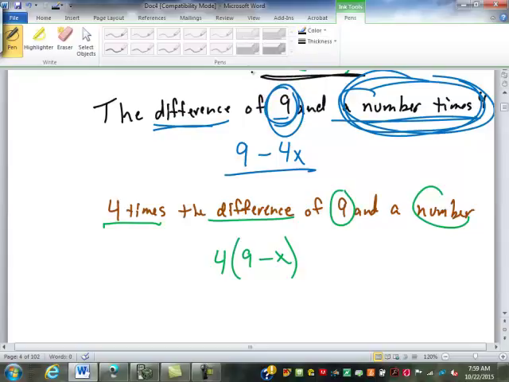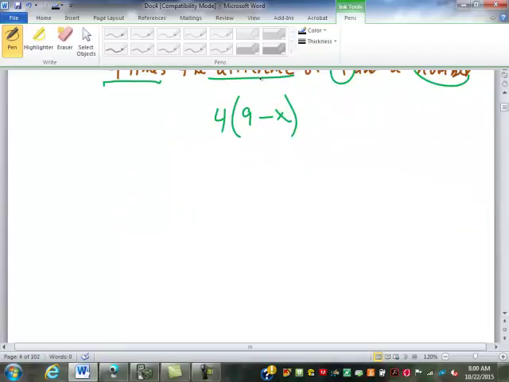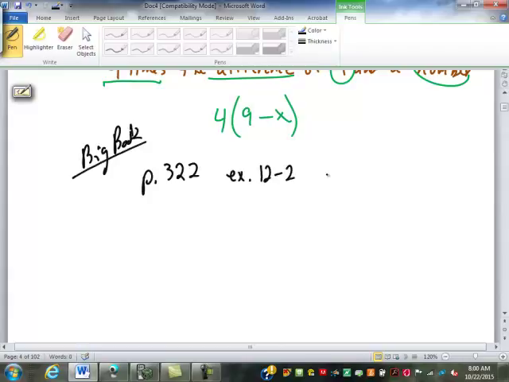Okay. Like I said, it doesn't seem like much for the first day of this unit, but this is, like I said, one of the toughest concepts in math, going from words into an algebraic expression. So I'm going to have you guys practice some. This is in the big book, page 322. This is exercise 12-2. Do the odds there. And on page 364 through 366, this is exercise 14-3. Kind of takes it to the next level. Do the odds there as well.